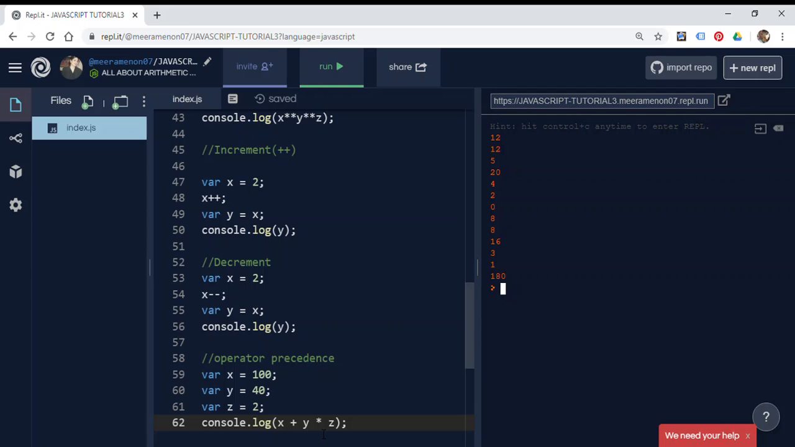So that means what is happening first? The multiplication is happening first. 40 multiplied by 2 is happening first, and then adding on to 100, which is why the value comes as 180. So whenever there's an addition or subtraction and multiplication, what's taking the precedence? The multiplication or the division takes precedence over the addition. So this is just for your information. Okay, next.